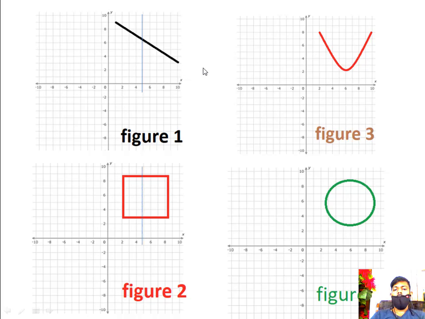And again, in figure 2, if you draw a vertical line and that vertical line crosses the graph at 2 points, therefore figure 2 is not a function. And in figure 3, if you draw a vertical line, you can see that that vertical line crosses the graph exactly at 1 point, hence it is a function. And in figure 4, the vertical line crosses the graph at exactly 2 points, therefore it is not a function.